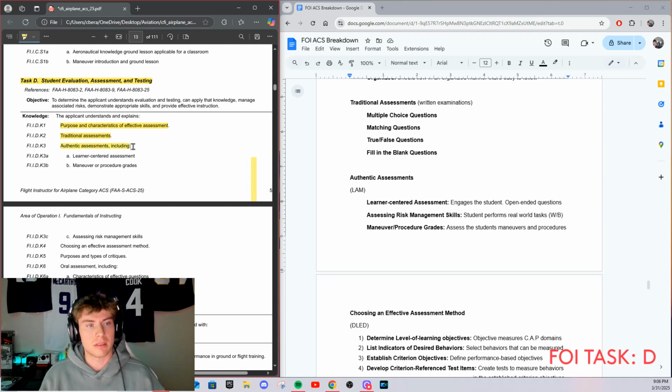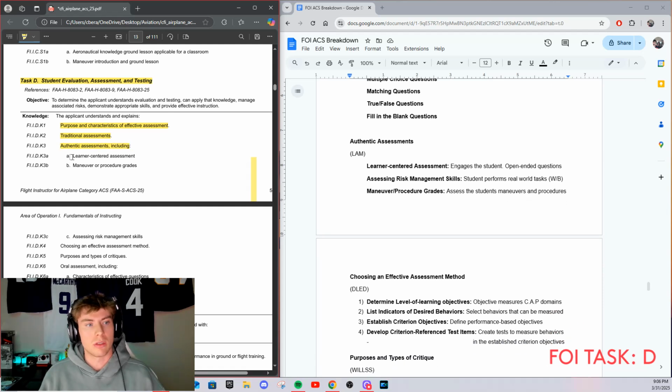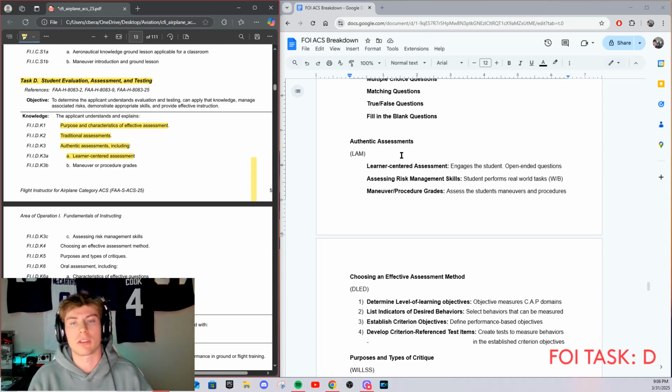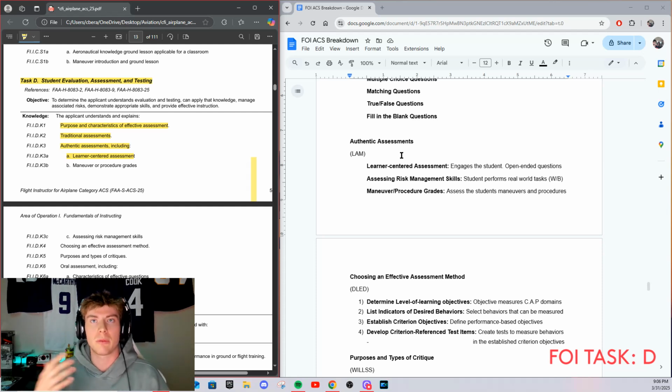Authentic assessments. These are going to include the learner-centered assessment, or I use the LAM acronym. So learner-centered assessment engages the student and uses open-ended questions. So just asking them, how do you think you did on that performance? How do you think you did on that maneuver? And then they'll give you what they think. And then you're like, okay, yeah, I could see that. Maybe do this, and this. I agree, you could have done this better. That's just to see how they felt about it, because you want to know what they're thinking.